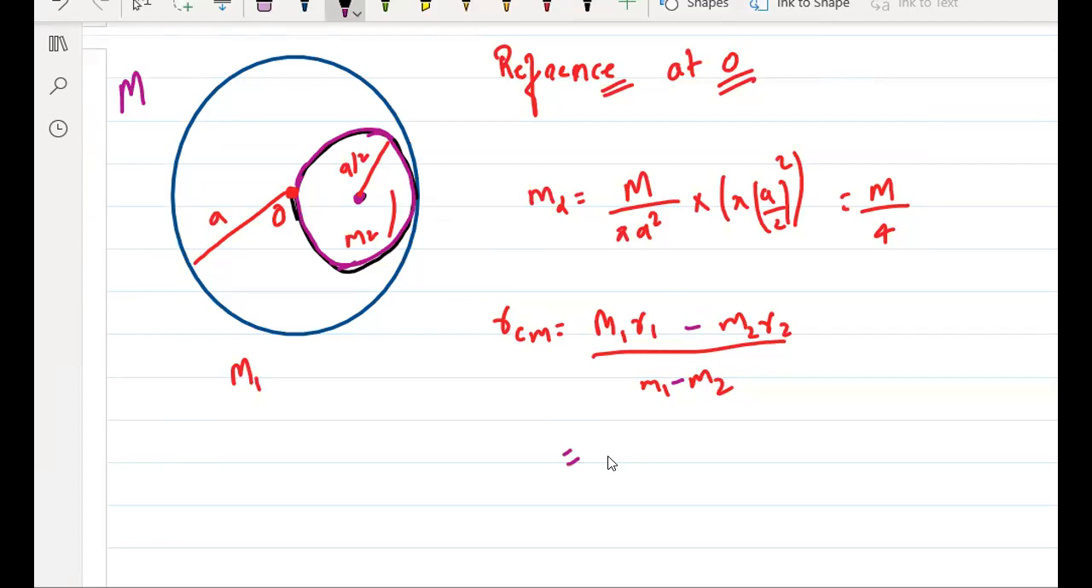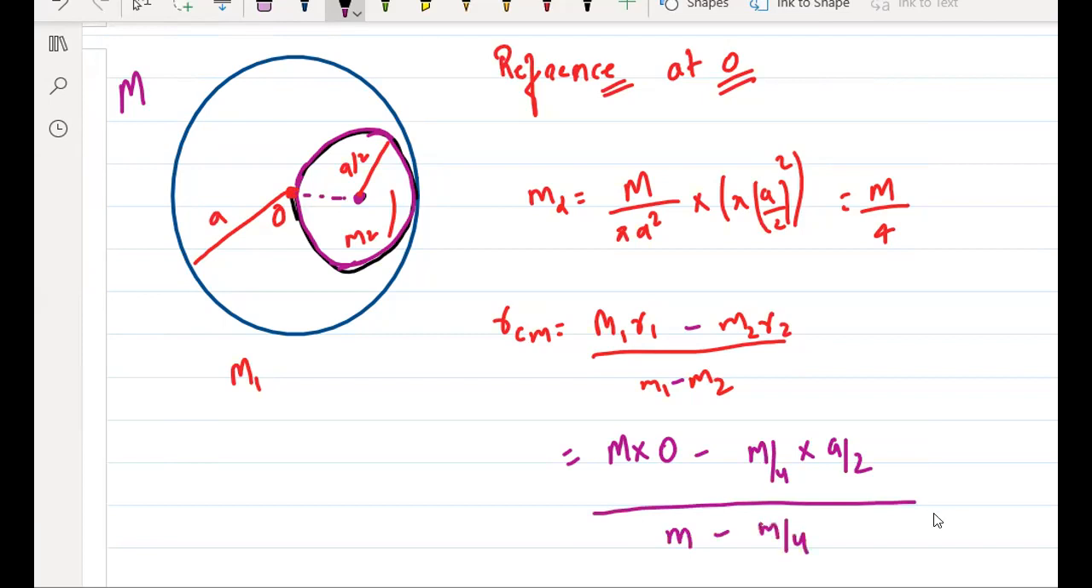And what is M1? M1 is capital M. What is R1? The reference point is this, so R1 is 0, because we are taking its center as the reference point. Minus M2, where M2 is M by 4, into R2. The distance here is a by 2, whole divided by M1, which is again total M, minus M2, which is M by 4. No shortcut formula, just basics. So I guess all of you can solve.